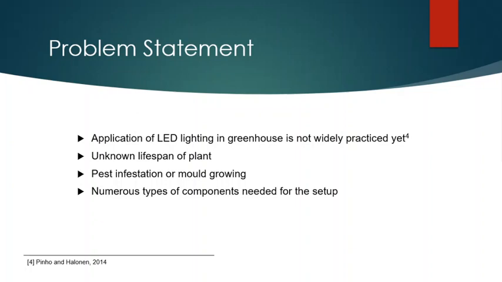Molding of roots is another major concern. To prevent it from happening, the amount of water supplied to the plant must be just enough, not too much nor too little. In order to set up the greenhouse system, numerous types of components are required. More research is needed to ensure the system to be working perfectly.